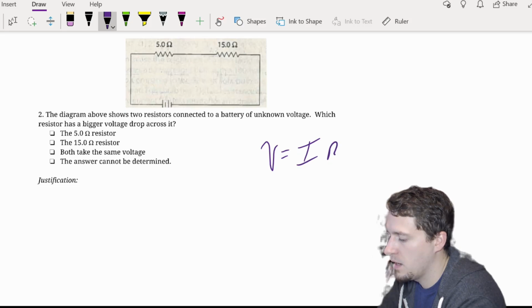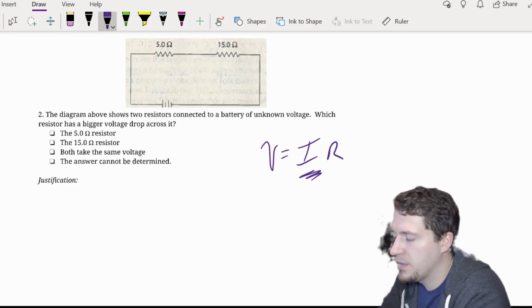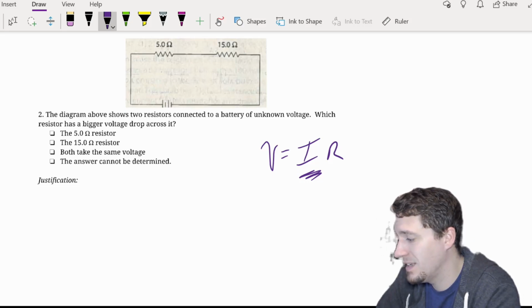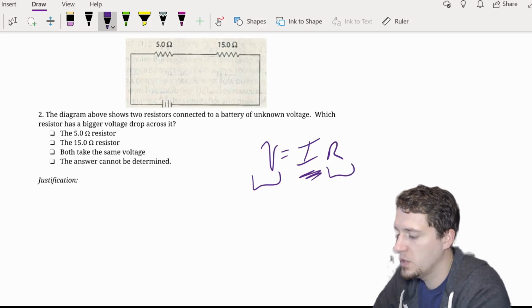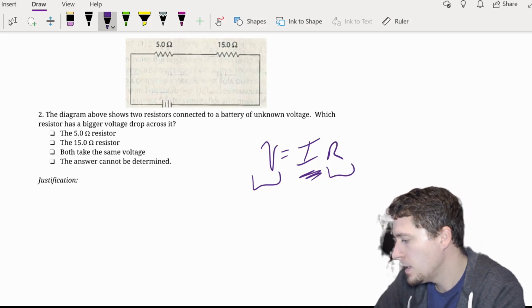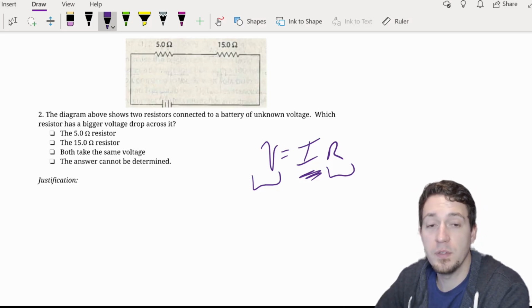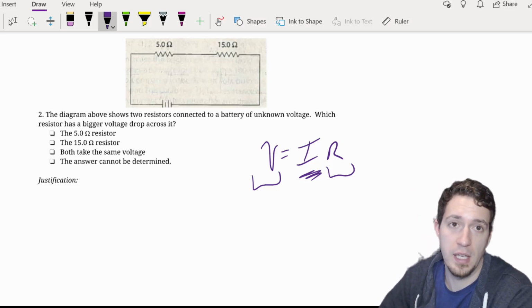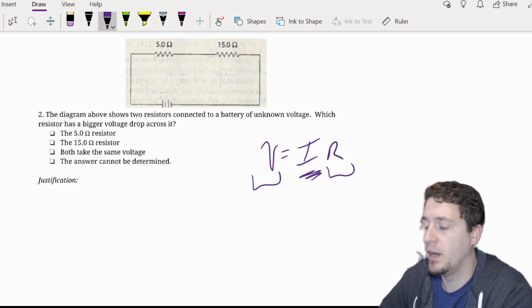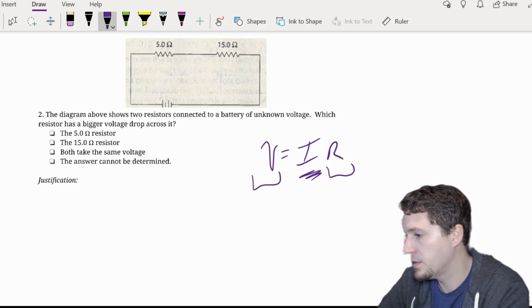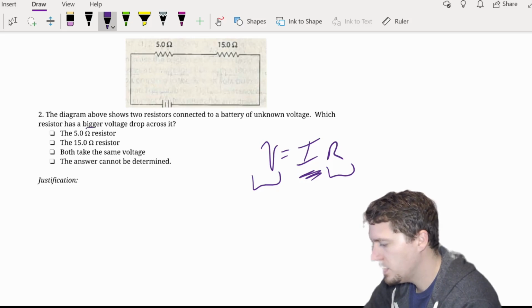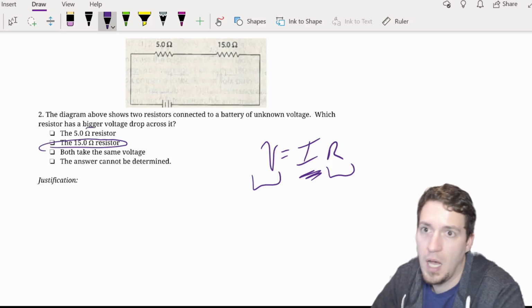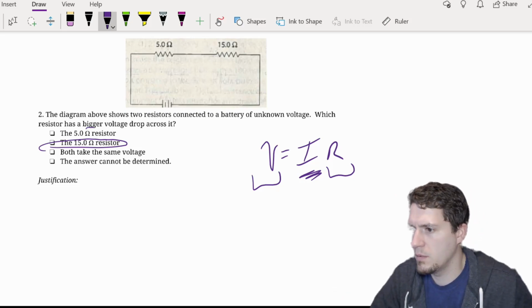E equals IR, right? I know that both of these have to have the same current because they're connected in a single path between them. So because they have to have the same current, if we look at this equation, that means voltage and resistance have to be directly proportional. Now, does that make sense? If the resistance is bigger, that means it's more difficult for the electrons to get through. If something's more difficult, it's going to require more energy from us. So I think logically that makes some sense. So if we want to know which resistor has the biggest voltage, it is without a doubt going to be the 15. And for a simple justification, I don't know what I wrote on the key.